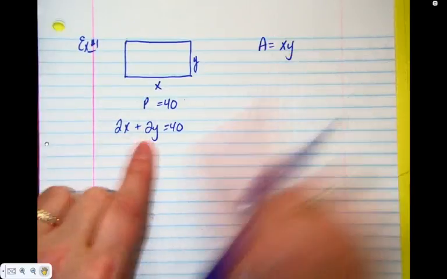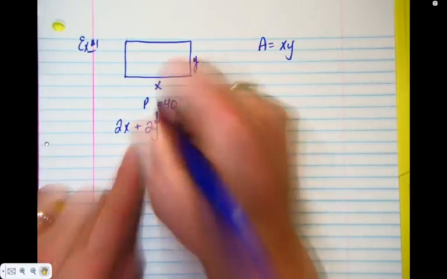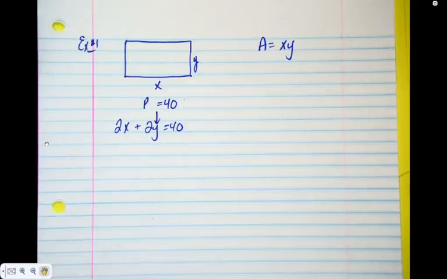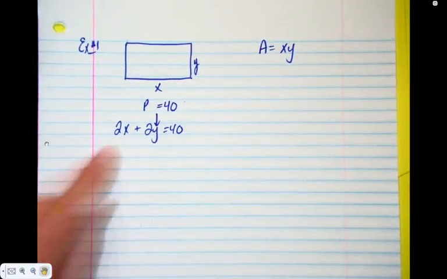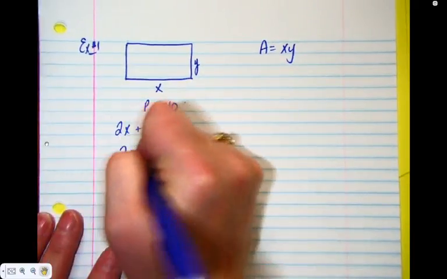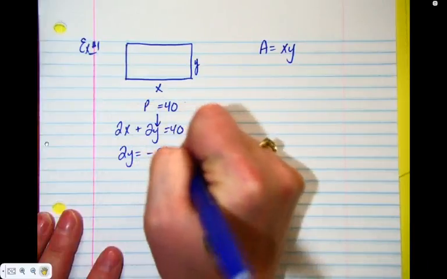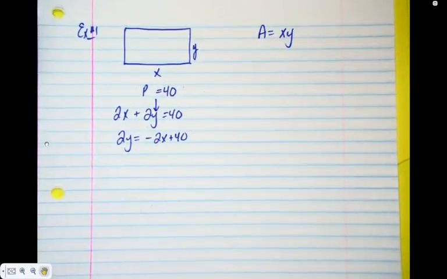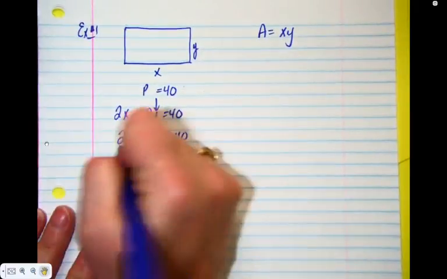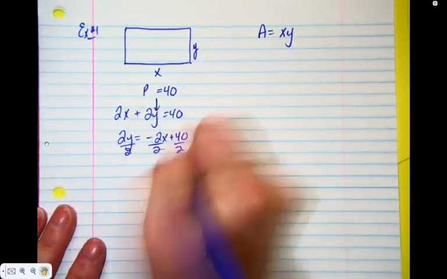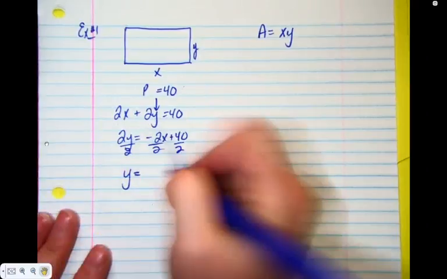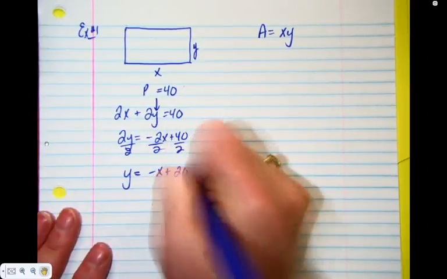So what I'm going to do is go back to my perimeter, and I'm going to isolate the y. I'm going to get him by himself. So how do I get rid of a 2x? Minus 2x. And then how do I get rid of the coefficient of 2? So y comes out to be negative x plus 20.